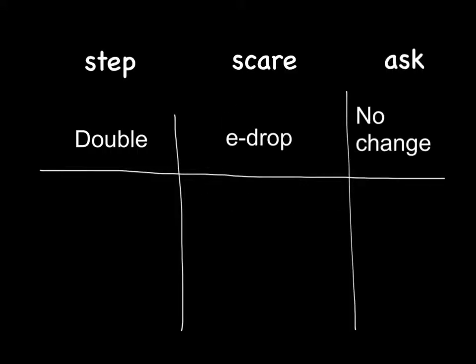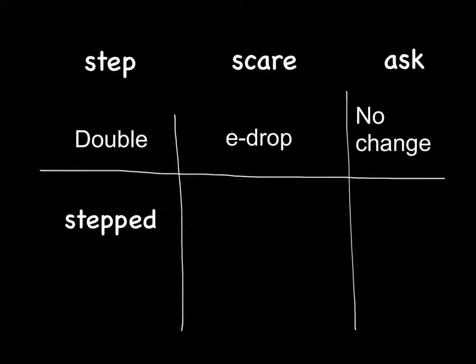Now let's see if we can sort some words. We have the word step, scare, and ask. Let's start with the word step. Step ends with a vowel consonant. Can you remember what rule you would follow when a word has a vowel consonant to add ed? If you said double the consonant, you were right. Step turned into stepped with 2 P's.